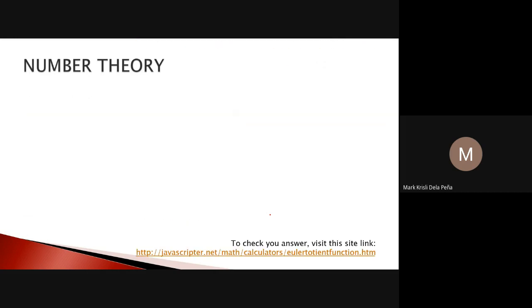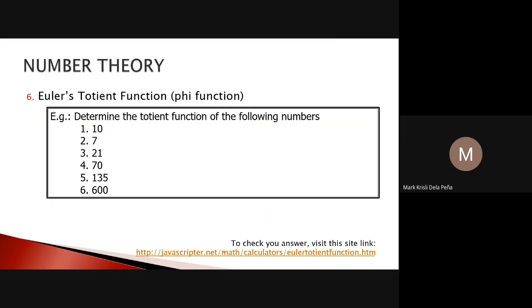That's how we solve for it. You can check your solution at this website.